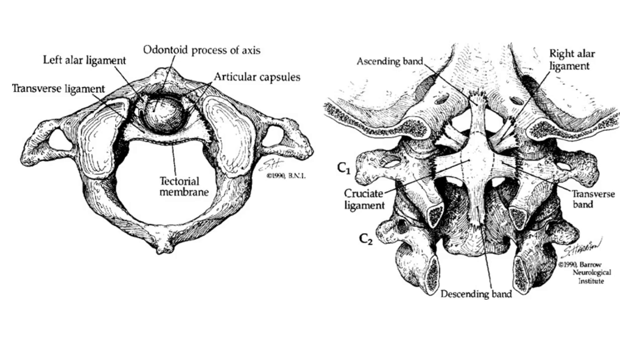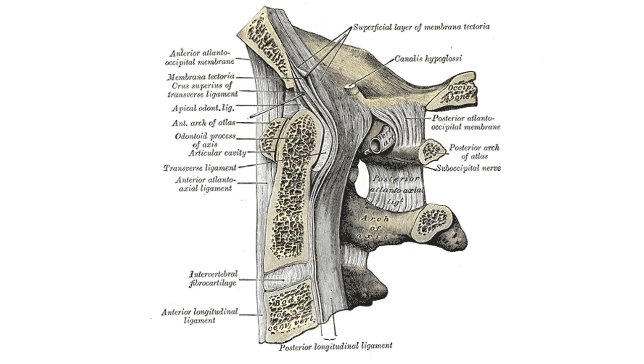Now let's go to the next slide. This is a sagittal section. So let us orient ourselves first. Here is the anterior part. This is the posterior part. In the anterior part, we have the body. This is the body of the third cervical vertebra.